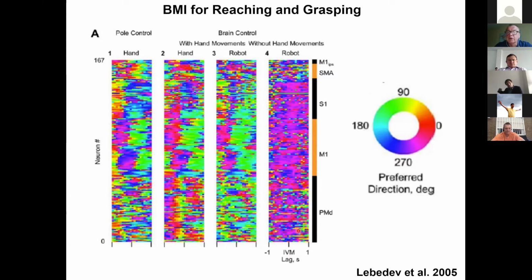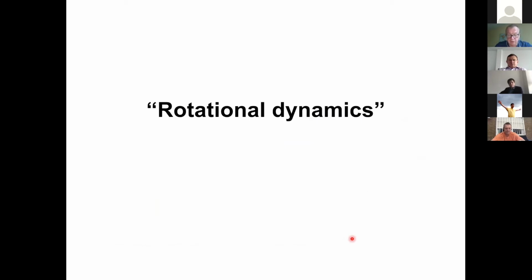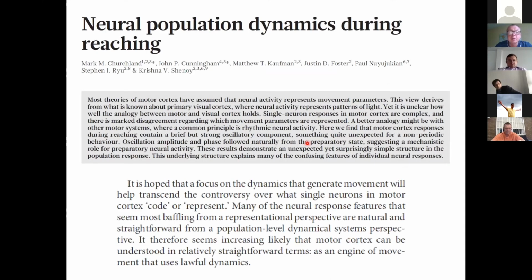And then it takes a monkey several days or weeks to get back to normal when using a brain-machine interface. So this was the situation until recently, and then neuronal dynamics came. And the first paper was on rotational dynamics. This paper by Churchland and his colleagues, the last author is Krishna Shenoy, was published in 2012.